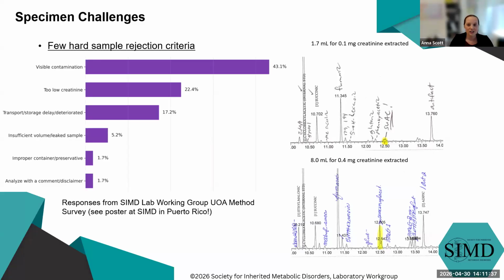But this was a really beautiful example of why, even with a short volume and apparently low creatinine, if we can glean something clinically significant, lab directors hate to reject that specimen. We'll give it a shot. We'll see if we can find whatever is relevant for the clinical question. So there are very few hard rejection criteria for urine organic acid testing because sometimes we see something that matters.